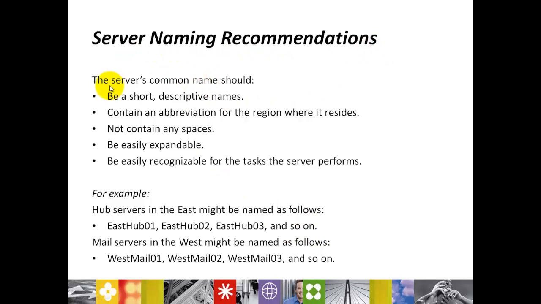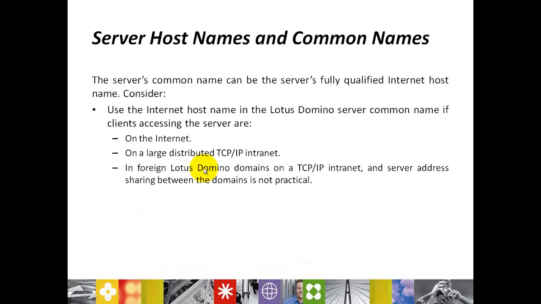Then server naming recommendation. The server common name should be short and descriptive, contain an abbreviation for the region where it resides, not contain any spaces, be easily expandable, and be easily recognizable for the task the server performs. For example, hub servers in the east might be named East Hub 01, East Hub 02, and 03 and so on. Mail servers in the west might be named West Mail 01, 02, 03 and so on.